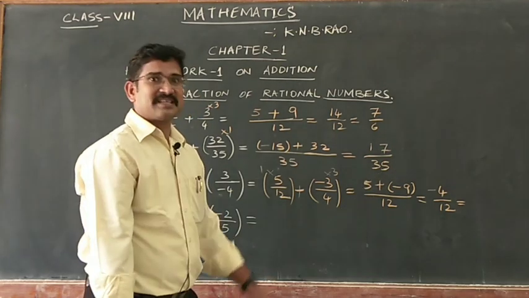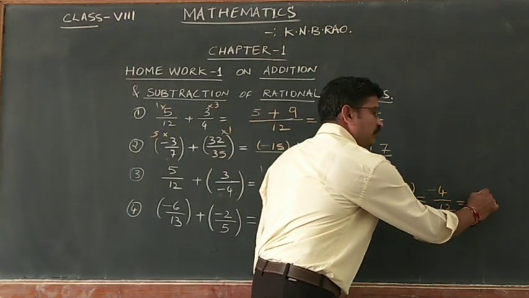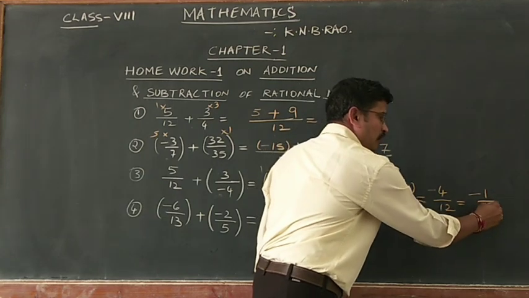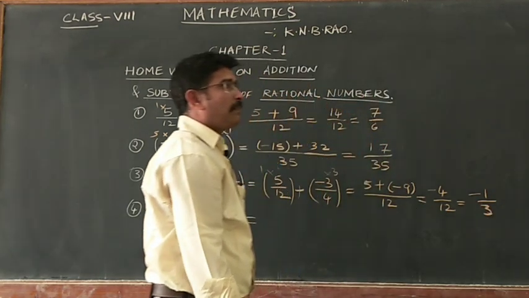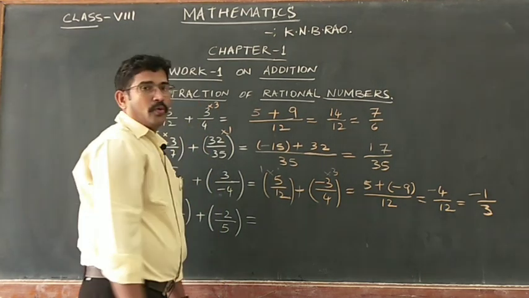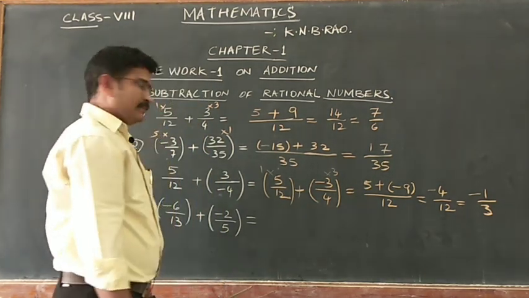Again, it is not in standard form, so it has to be brought into standard form. So, minus 1 upon 3. This is the answer, minus 1 upon 3 is the answer. Okay, children. Now, the fourth one.